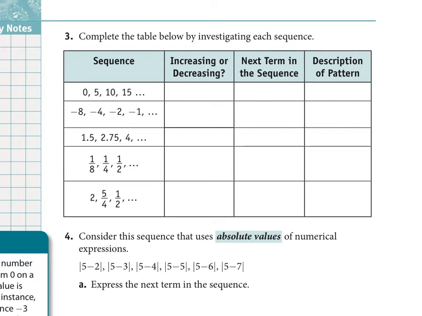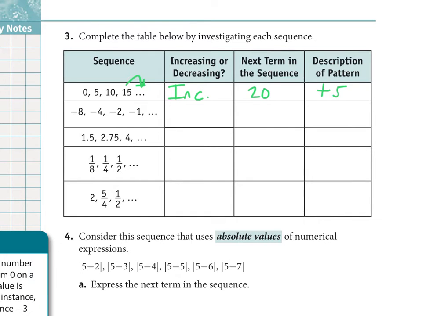So what do we got? We're going from 0, 5, 10, 15, so definitely increasing, right? And what would be next? Well, the pattern looks like we are adding 5. Maybe we can fill that in first. That will help us recognize that the next term in the sequence should be the number 20.